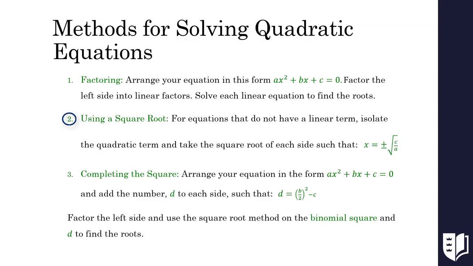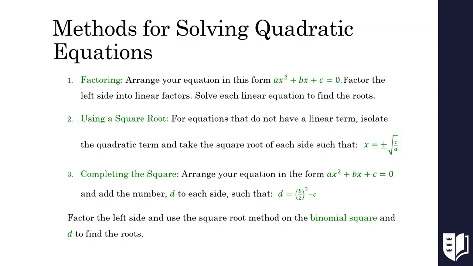The second method at our disposal is the square root method. If our equation does not have a linear term, in other words, b equals 0, then we should isolate the quadratic term on the left side of the equation and take the square root of each side. The result should resemble x equals plus or minus the square root of our constant term c divided by our coefficient a. If we can take the square root of this, we should do so. If not, then we want to leave the right side in its simplest form possible.